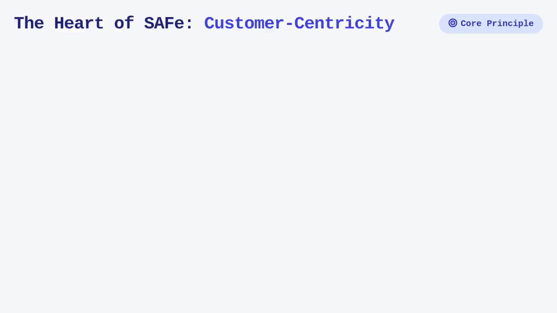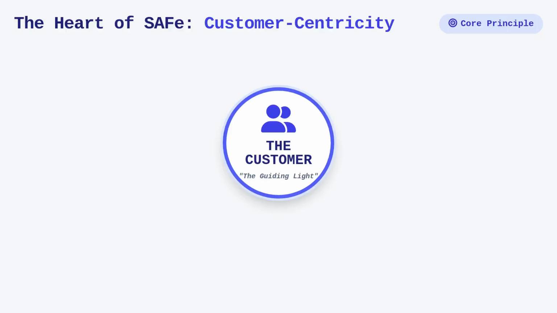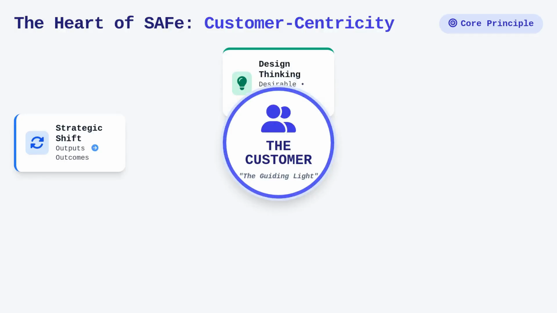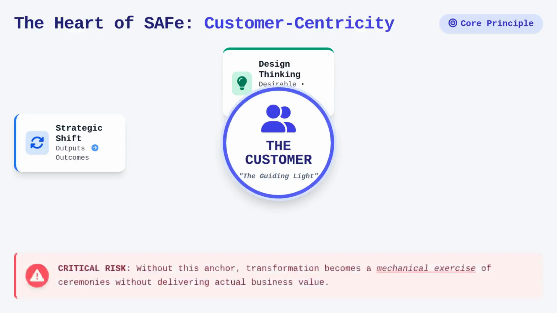At the very heart of the SAFe big picture is customer centricity, which acts as the guiding light for all strategic and tactical decisions. This principle shifts the focus from delivering specific features or project outputs to understanding the deep needs of a user and the outcomes those users seek to achieve. When the customer is positioned at the center, the organization naturally pivots toward design thinking, ensuring that the solutions built are truly desirable, feasible, and sustainable. Without this anchor, any agile transformation risks becoming a mechanical exercise of implementing ceremonies without actually delivering increased business value.